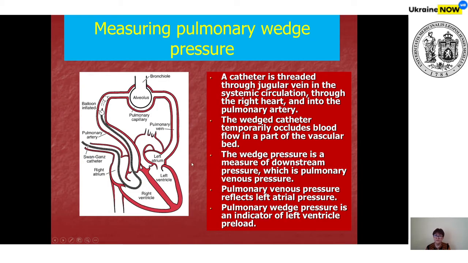Measuring of pulmonary wedge pressure. A catheter is threaded through the jugular vein in the systemic circulation through the right heart and into the pulmonary artery. The wedged catheter temporarily occludes blood flow in a part of the vascular bed, and the wedge pressure is a measure of downstream pressure, which is pulmonary venous pressure. And this pressure reflects left atrial pressure, and pulmonary wedge pressure is an indicator of left ventricle preload.